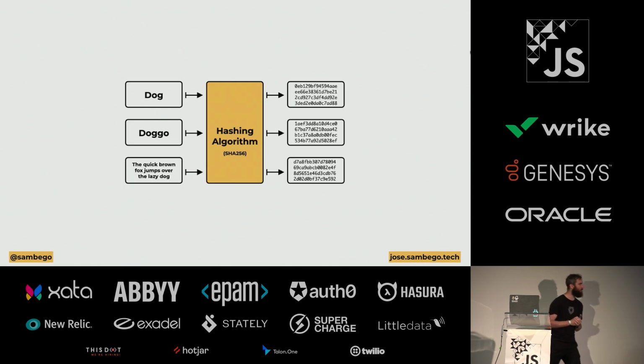So if we look at a little example, we have three different inputs. Dog, doggo, the quick brown fox jumps over the lazy dog. All three have a different length. They're longer words, they're a sentence. But the output of this algorithm, in this case SHA-256, will have a 256-bit outcome. And that's one of the characteristics of a hash. The output will always be of a fixed bit length, no matter how big the input. It's a one-way function, so you see that the arrows go one way. You should never be able to reverse them.